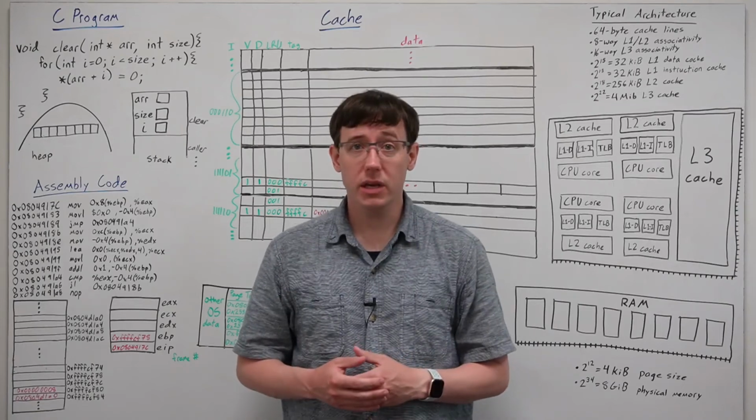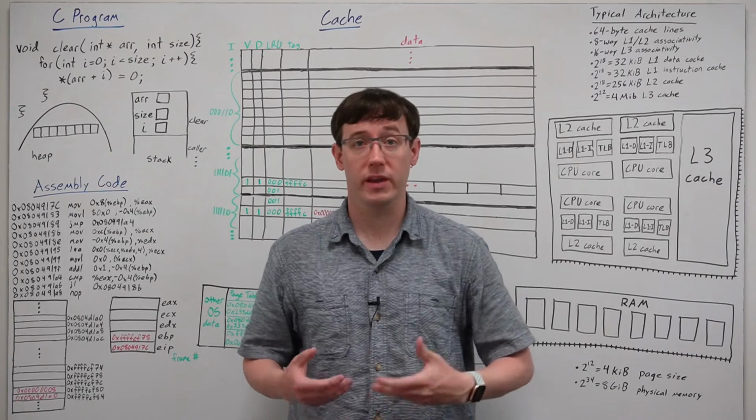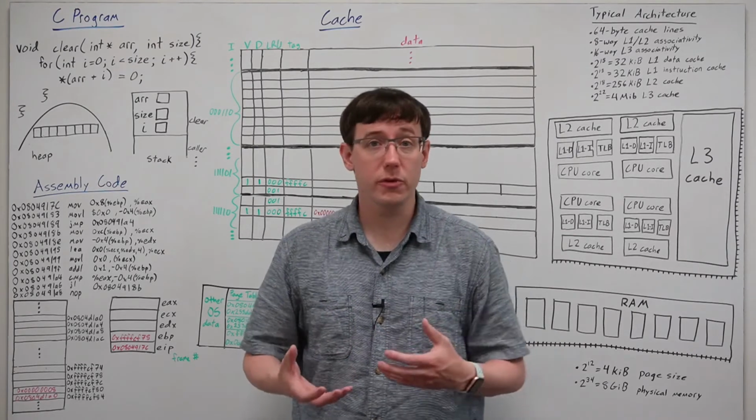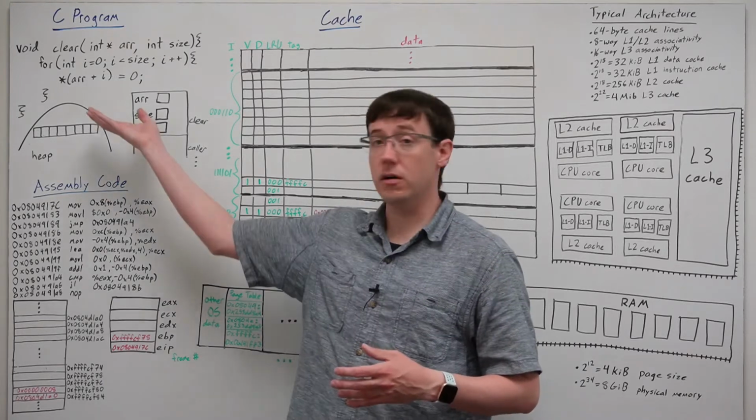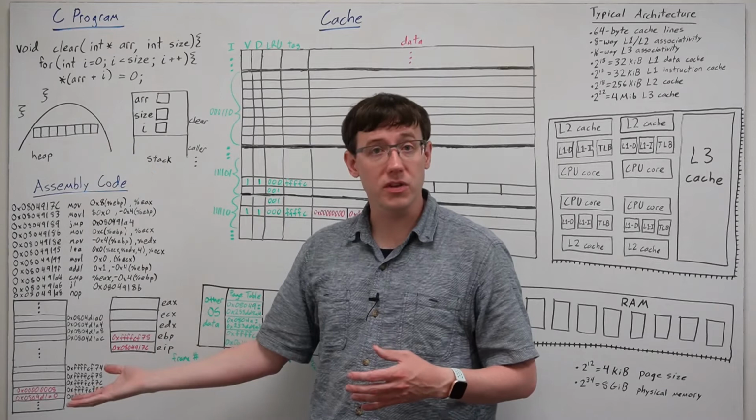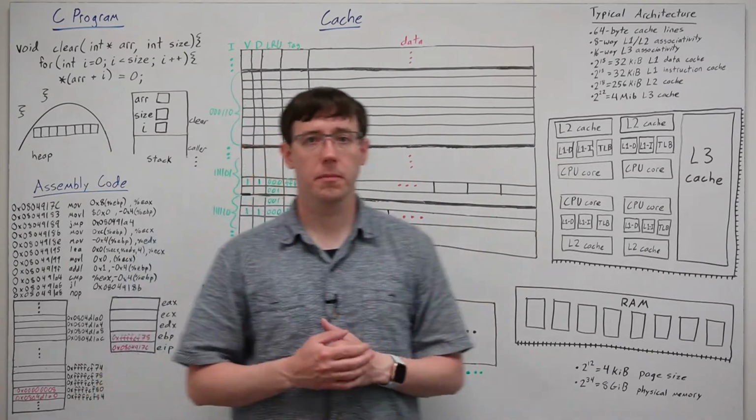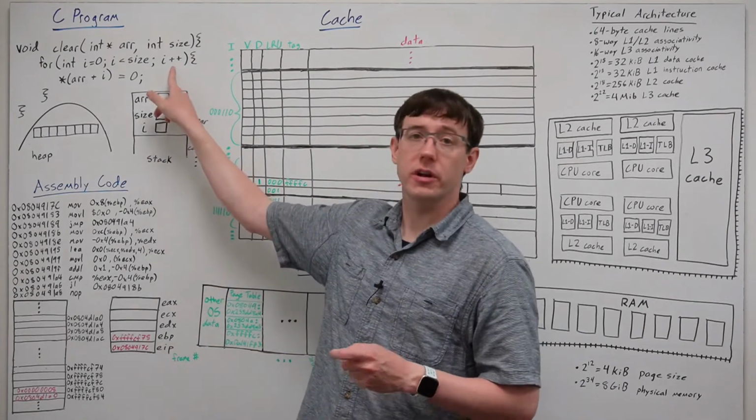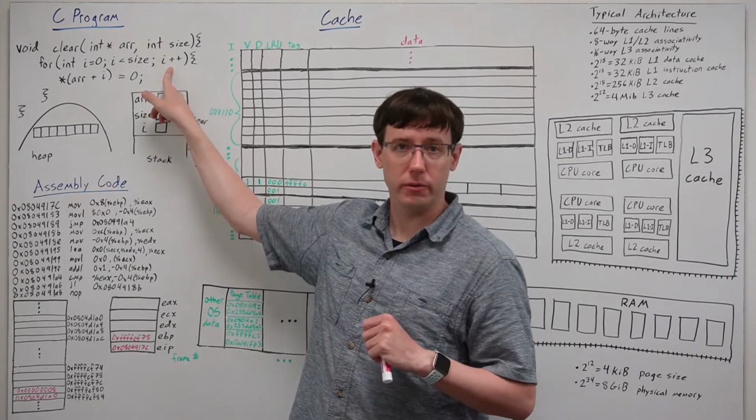In this video, I want to give you a sense of how the whole memory hierarchy works together to support the execution of a program, and to explore the connections between the different views of memory that we've seen, including the perspective of the C program, the assembly code, the hardware, and the operating system. We'll do this by analyzing a small snippet of C code, this function that clears the contents of an array, setting them all to 0.